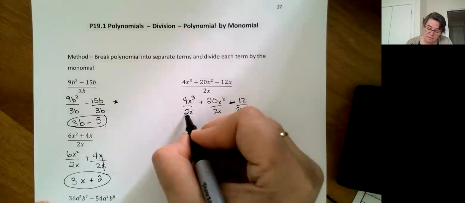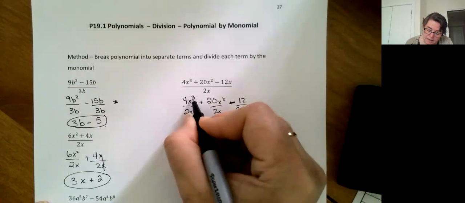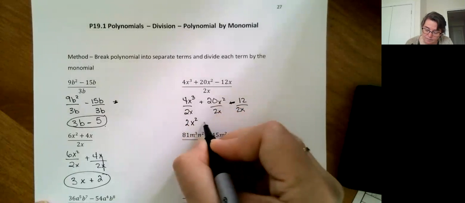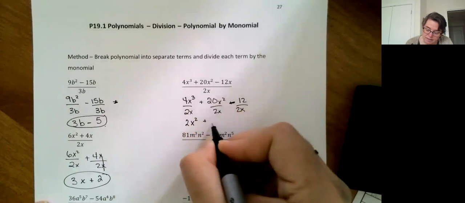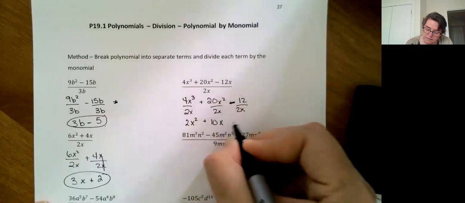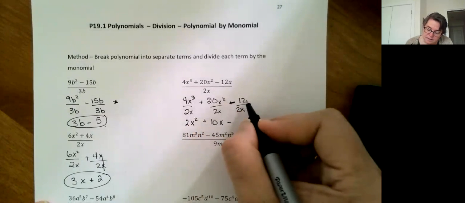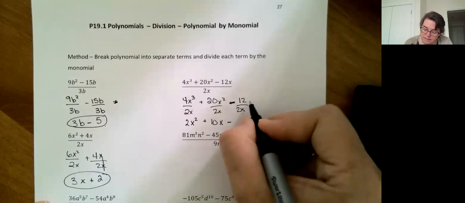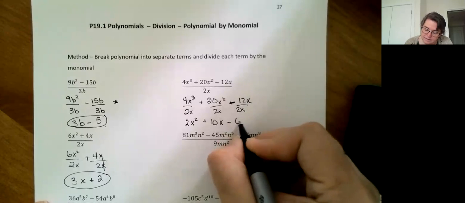So 4 divided by 2 is 2. X cubed divided by x is going to be x squared, plus 20 divided by 2 is 10. X minus 12 divided by 2x. I lost an x. There we go. Is 6.